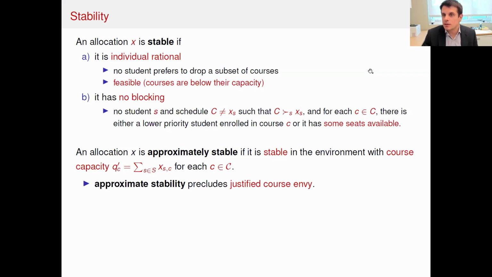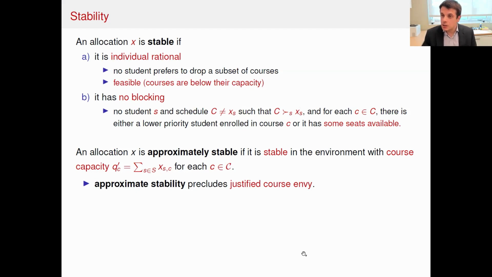And I can see somebody has a chat. So the question is: does a computer calculate the equilibrium, or do students actually buy courses with fake money? The computer calculates the equilibrium. Sorry, I didn't see it. Probably the question was early. I apologize.